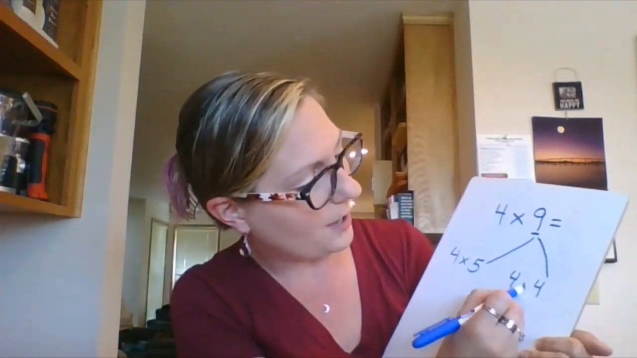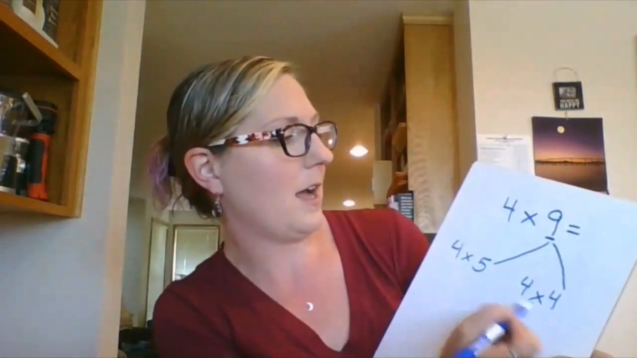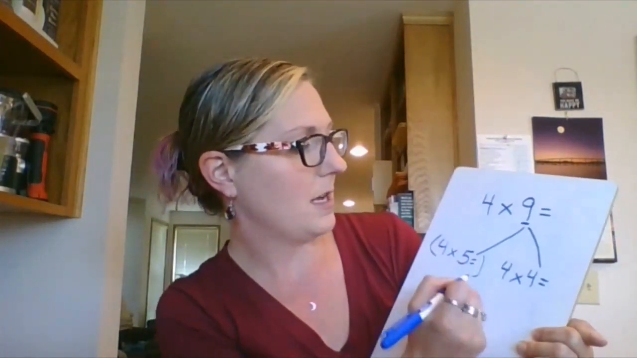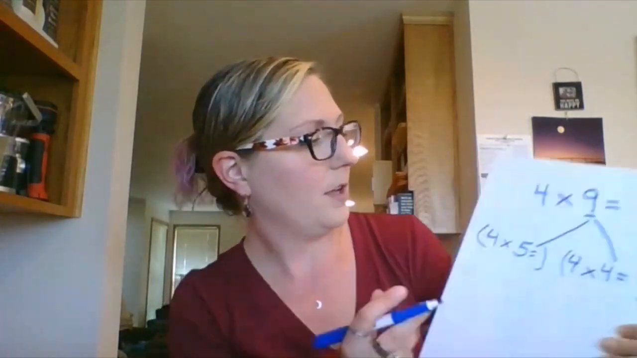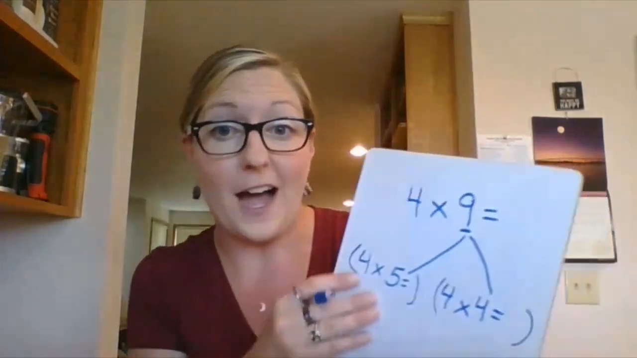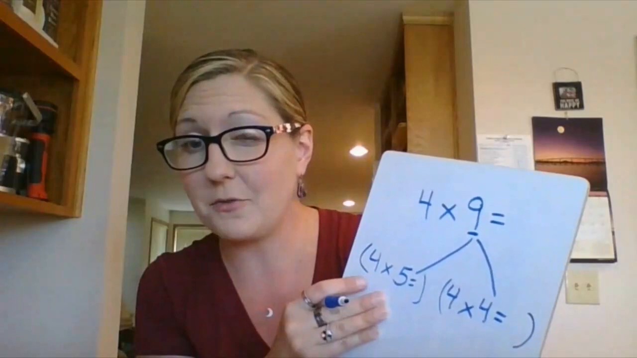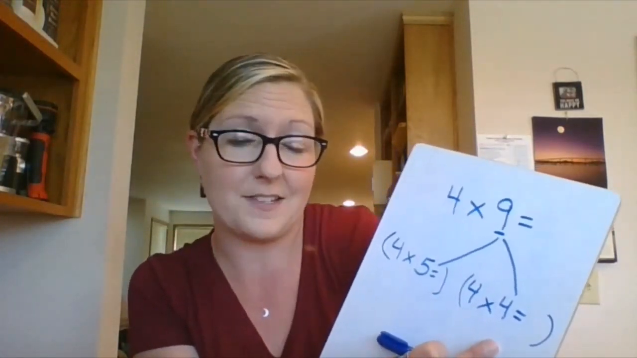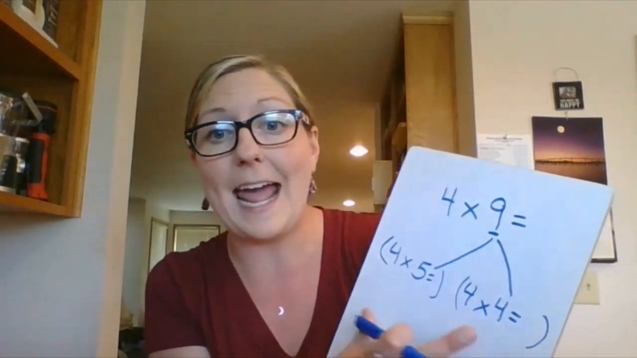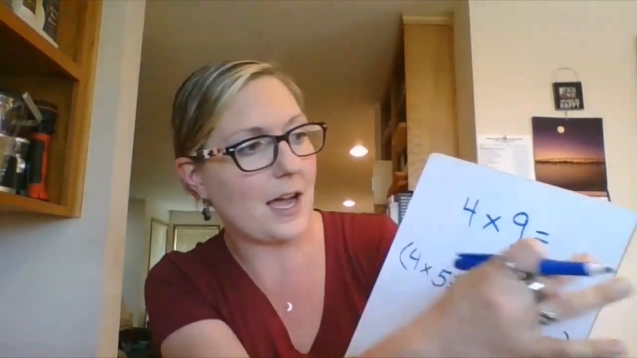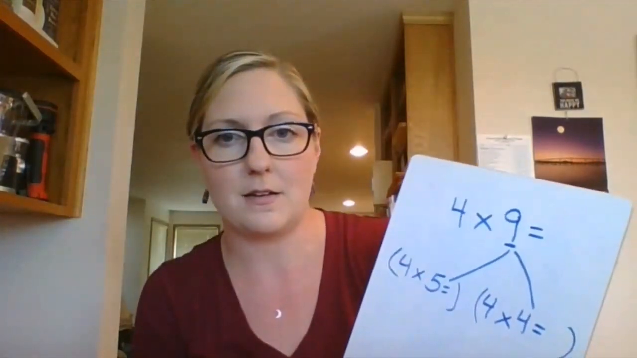And with each of those numbers I broke the 9 apart into, now I can solve those parts. 4 5s, figure out how much that is equal to. 4 4s, 4 groups of 4, figure out how much that is equal to. And then I can add those two products together to get my answer for 4 times 9.